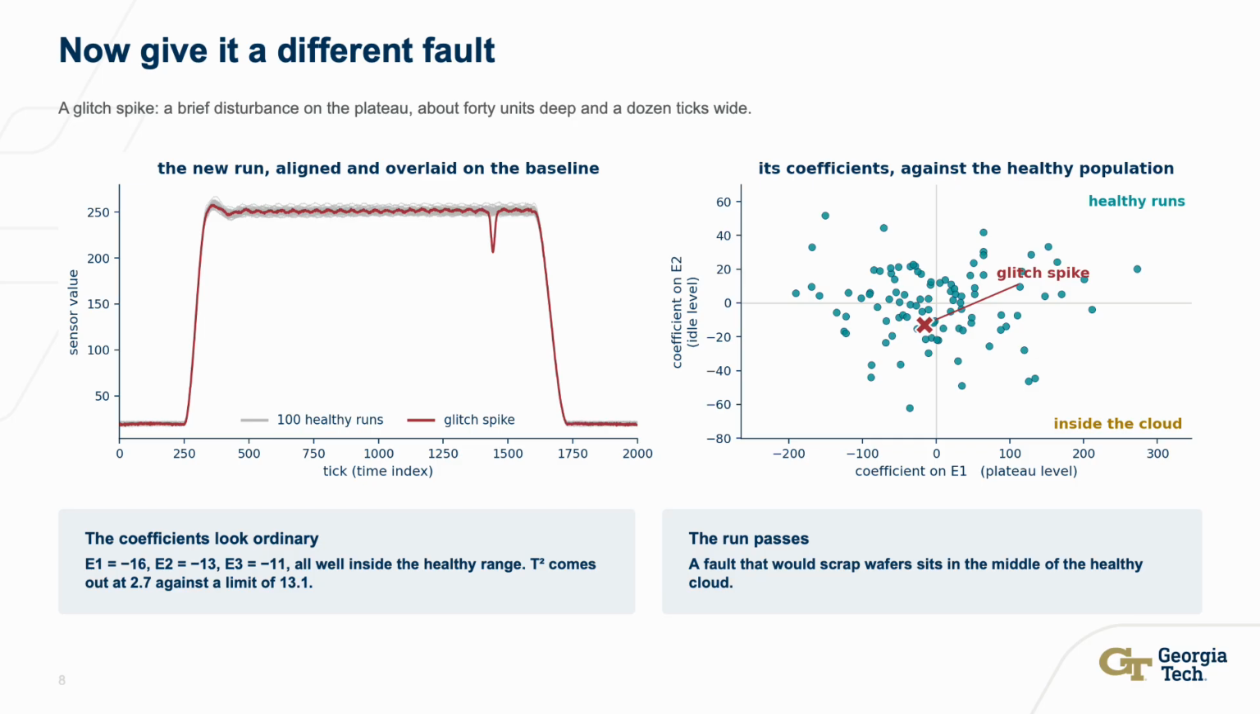Left panel, you can see it clearly in the trace. There is a notch around tick 1400. Right panel, the coefficients: minus 56, minus 13, minus 11. Each one of them is comfortably inside the healthy range. The point sits in the middle of the cloud. T squared comes out at 2.7 against a limit of 13.1. The run passes. So a fault you can see with your eyes, which would scrap the lot, is invisible to the detector you just built.